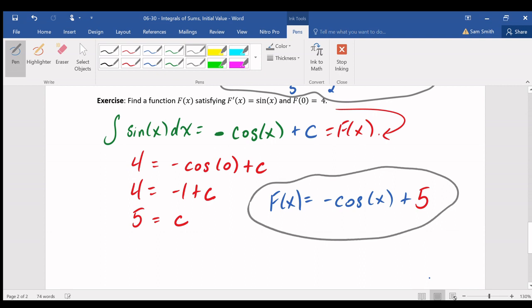So here is the general process. For an initial value problem, start by getting the most general antiderivative, and then use the given point to calculate the value of c.